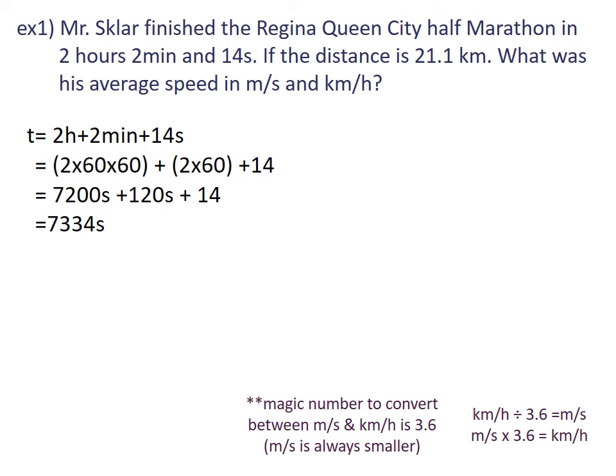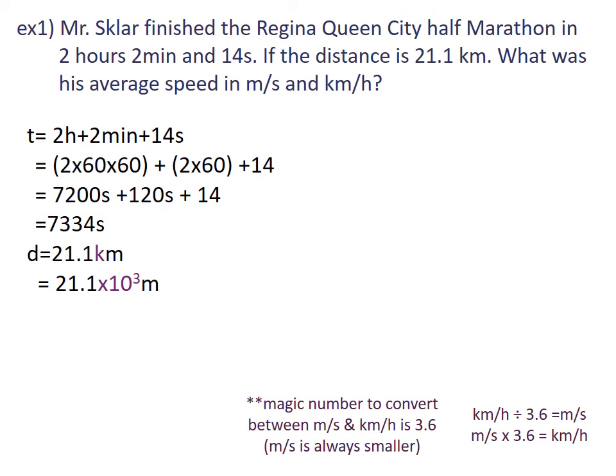It says the distance is 21.1 kilometers, that is going to be my distance, so d equals 21.1 kilometers. But distance is going to have to be in meters. Metric prefix k, kilo, means times 10 to the 3. So I can substitute in times 10 to the 3 for small k. Now my distance is in meters.